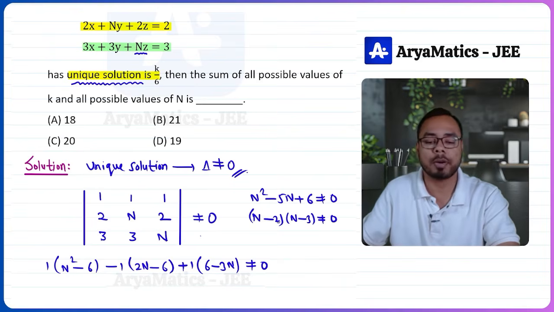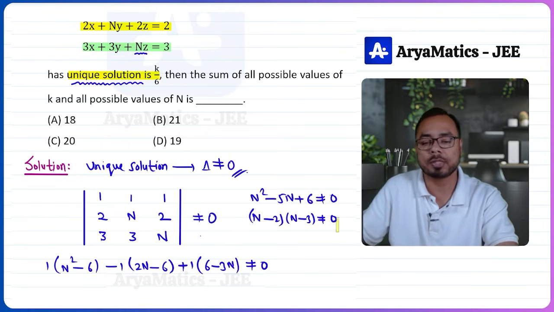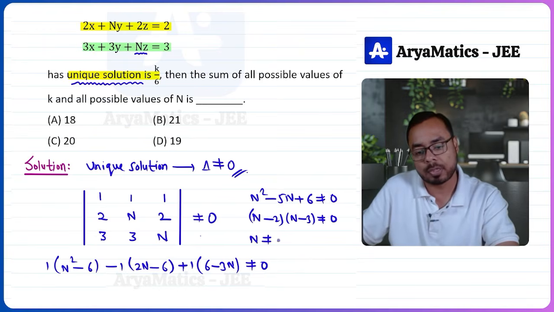Now here there is one important concept. If the product of two numbers is 0, let us say if x into y is 0, then we say that either x is 0 or y is 0. But if the product of two numbers is non-zero, then it means both the factors will be non-zero. That means n - 2 is non-zero, which means n is not equal to 2, and n - 3 is non-zero, that means n is not equal to 3.